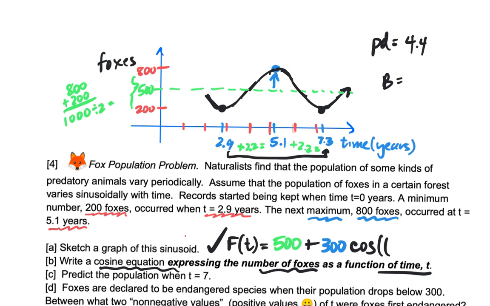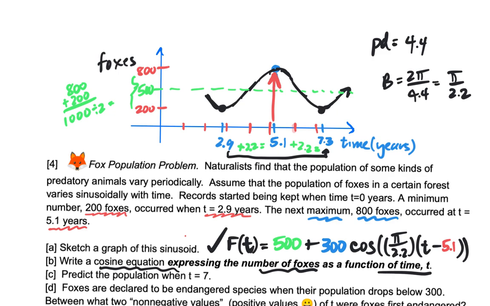That means our B value is 2 pi over 4.4, which is pi over 2.2. You could clean that up a little bit, but I'll leave it as pi over 2.2. Use the variable t, please. We're using a t minus, and we are doing a cosine wave, and cosine starts high. It looks like we have a high value here at 5.1. So this is one version of the equation that works.